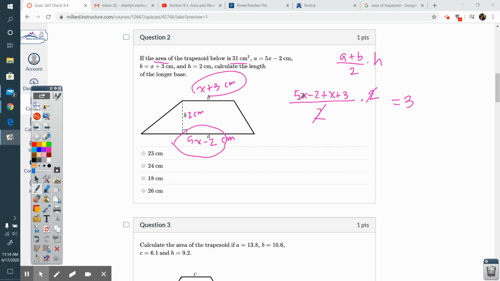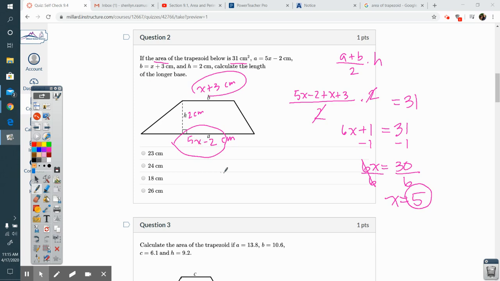But so just combine these. So 5x and x is 6x. Negative 2 plus 3 is plus 1. That equals, and this should have been 31, not 3. That equals 31. So subtract 1 from both sides so that you get the x on one side and the numbers on the other. So 6x equals 30, and divide by 6, because divide is the opposite of multiply, and you do the opposite to get rid of it and leave the x alone. And so x equals 5 centimeters.